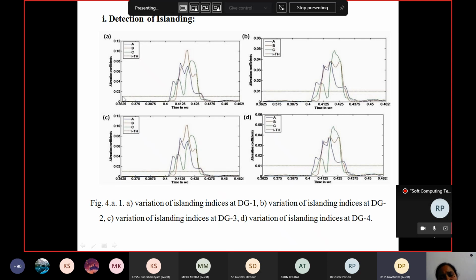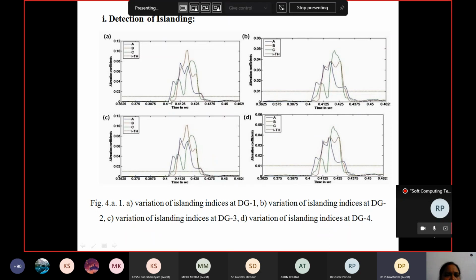That means here we fix one threshold value by the trial and error method only. You can fix either 0.4, or 0.02 is also very suitable. By trial and error we can fix it. In this case I am taking 0.01 as the threshold value. Above the threshold value represents the transient, that is the islanding condition. Here we can clearly find that from 0.4 onwards all DGs are in islanding conditions, giving this type of plots.